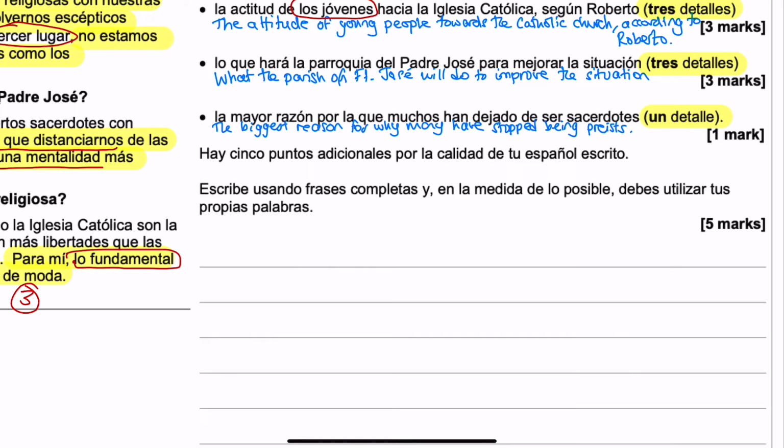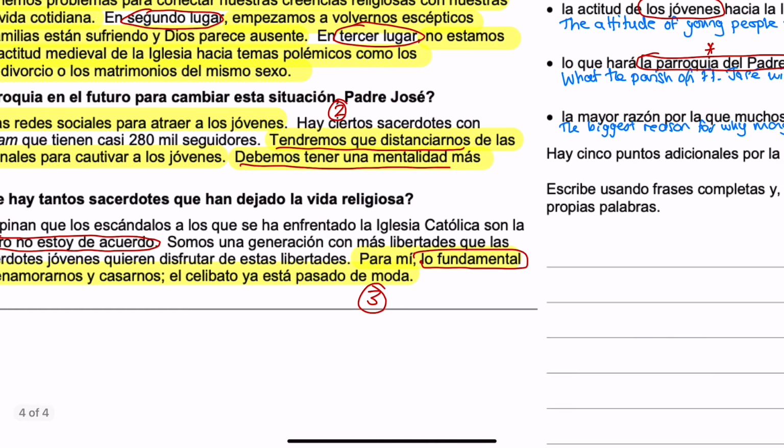The next one: what the parish of Padre Jose is going to do. I'm going to start with the parish of Father Jose, and I'm probably just going to start each one with "va a", is going to. Be careful with the parish, you've got to make sure you change that verb. Now, if I were to go back to this and simply lift this full sentence here with the "tendremos que", it wouldn't make sense with my starter. So this is where you've got to manipulate a little bit.